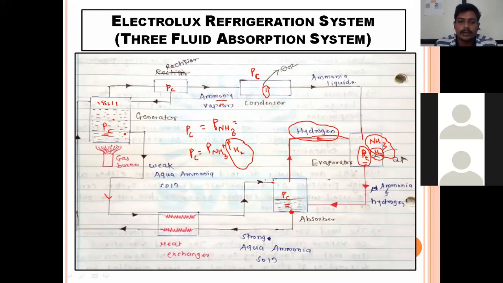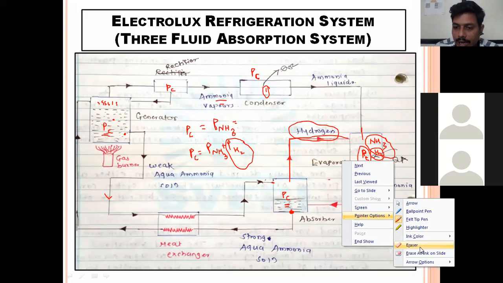That's why we are calling hydrogen a catalyst. So this entire system will be called an Electrolux refrigeration system, or three-tube vapor absorption refrigeration system. Have you understood this system? Yes or no?